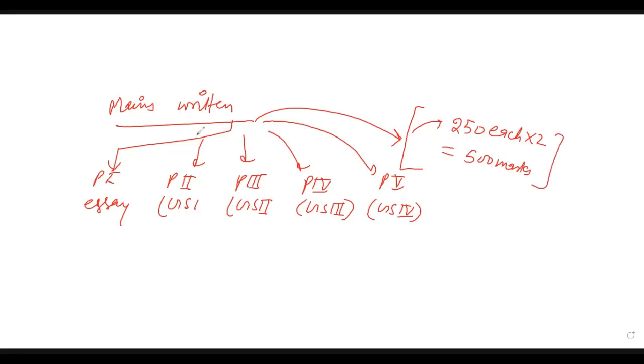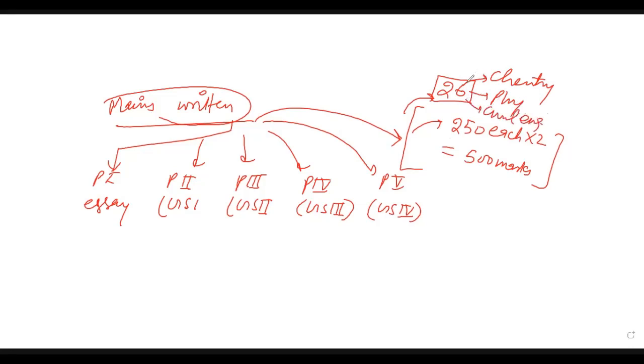So for our exam purposes, there are total 26 subjects given, out of which we have to choose one. Some of the examples are chemistry, physics, civil engineering, commerce, etc. So total 26 subjects are mentioned, out of which we have to choose one subject for optional. So this is about optional.